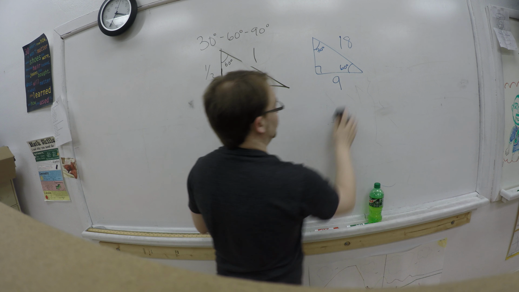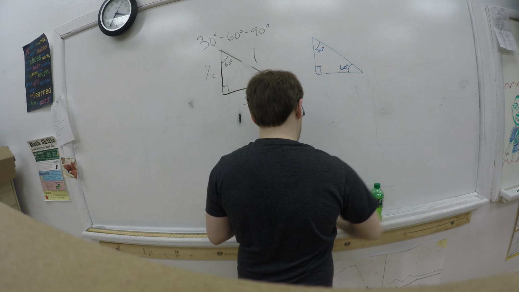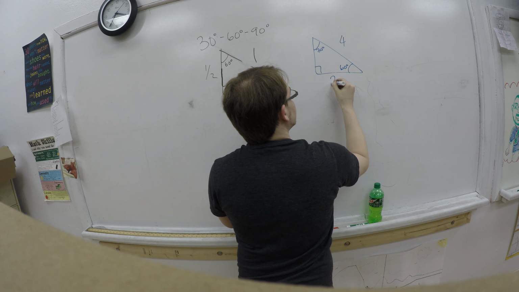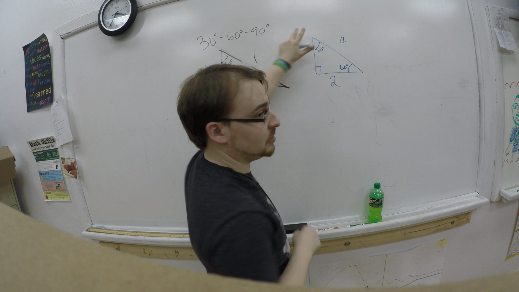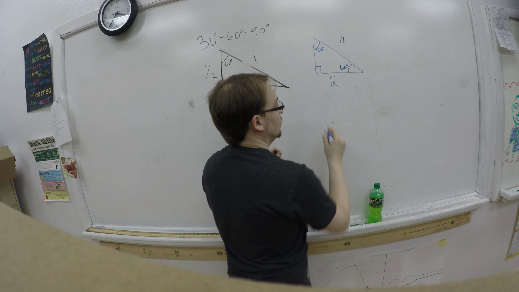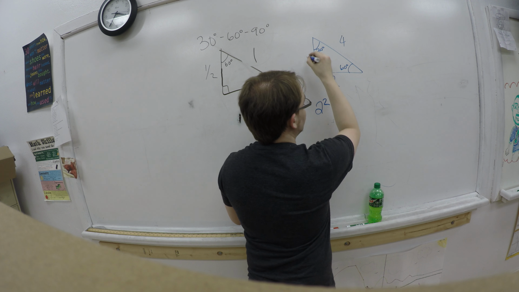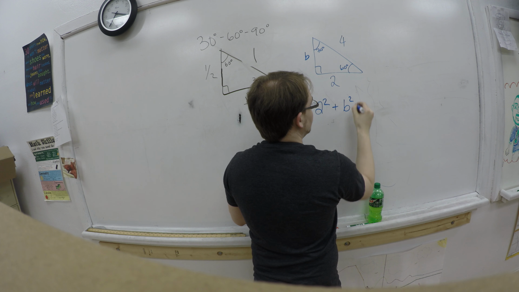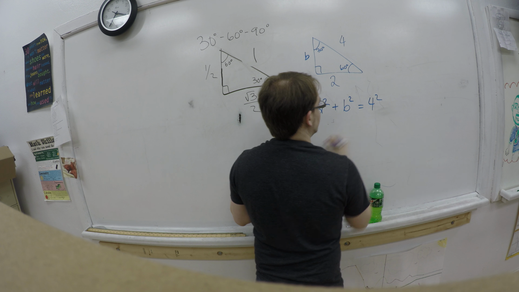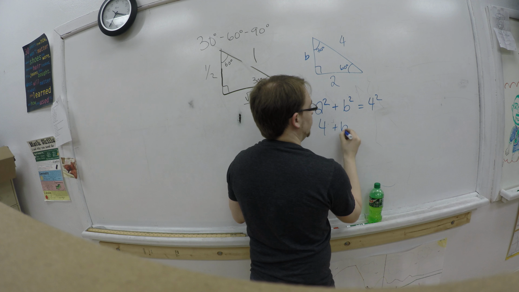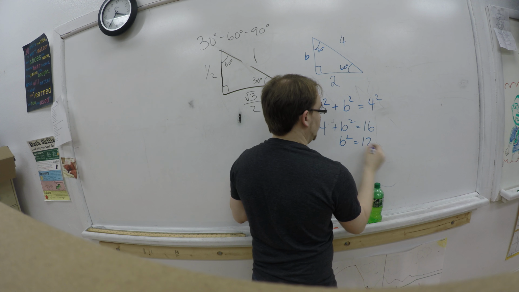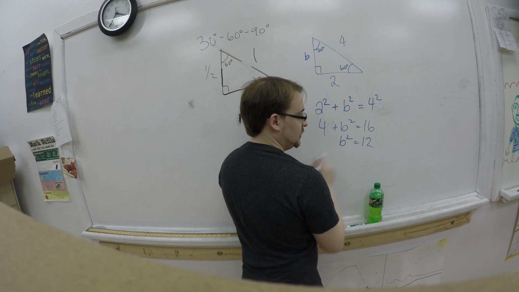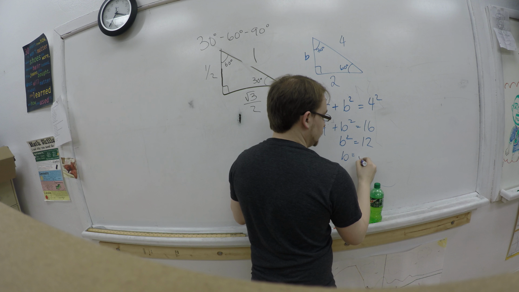Cool. So let's go back to our original problem. I said this was 4. You said this was 2. That is correct. If you don't have this one memorized or don't see the magic of how to make that all work, use Pythag. 2 squared plus, we don't know what this is, we'll call it b. Okay? B squared equals 4 squared. 4 plus b squared equals 16. B squared equals 12. Subtracted 4. Root both sides, we get b equals root 12.